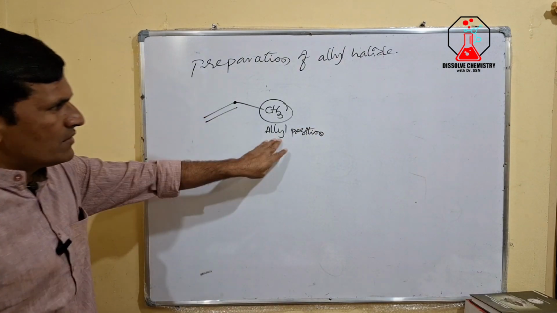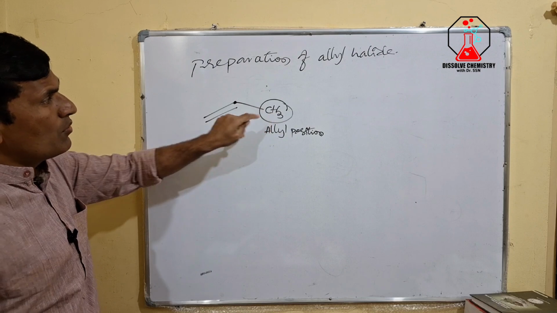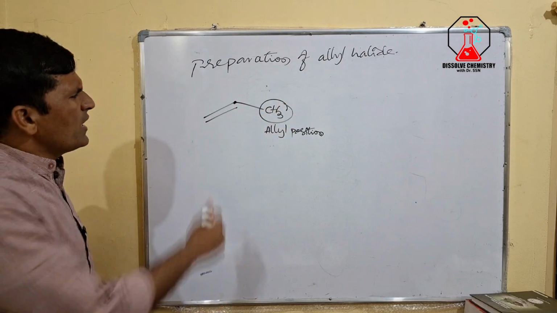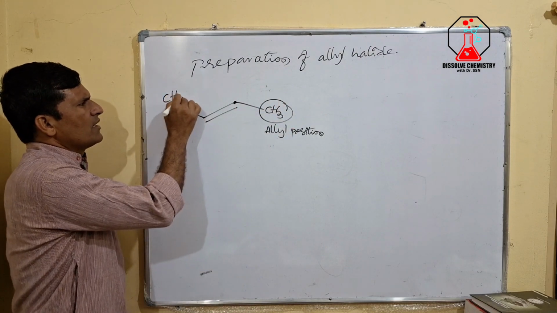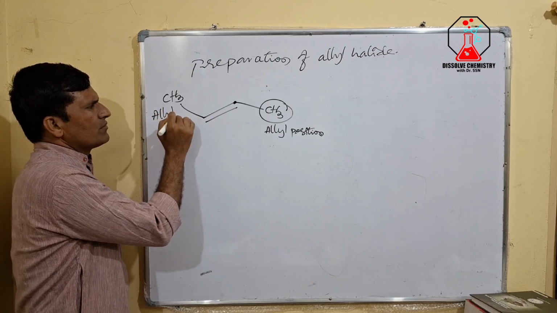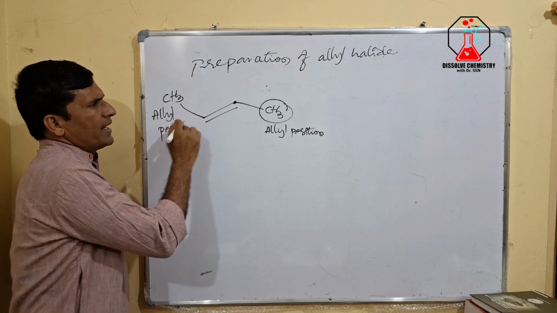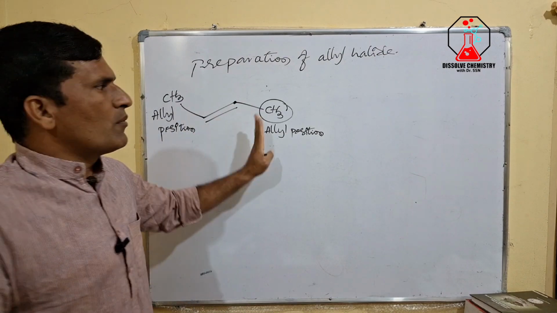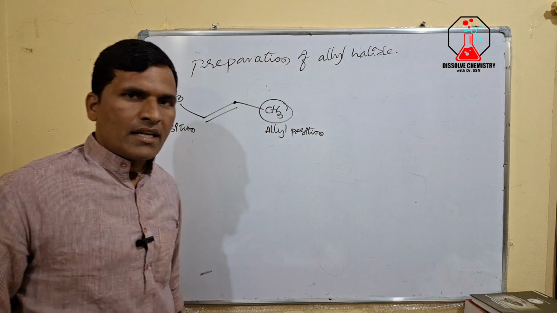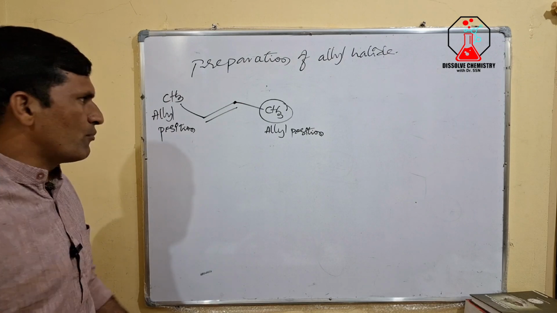Okay, you should make note of this. See here, a methyl group next to a doubly bonded carbon on either side. Here also, if it is there, then it is also called the allyl position. Any side. So with respect to the double bond, the alpha carbon is called the allyl carbon. Make note of this. Very important.